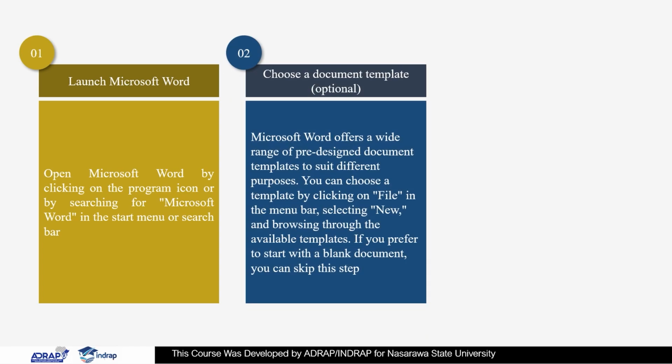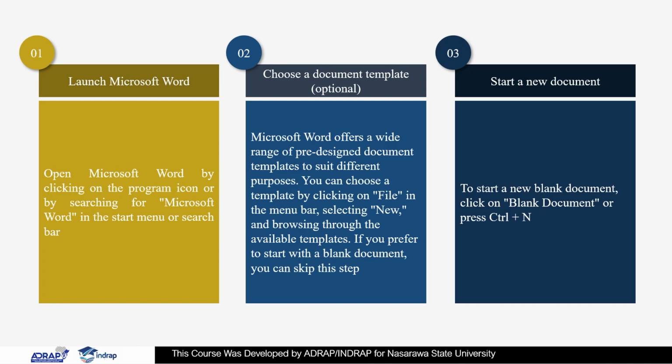You can choose a Word document template. Microsoft Word offers a wide range of pre-designed document templates to suit your different purposes. You can choose a template by clicking on File in the menu bar, select New, and browse through the available templates. If you prefer to start with a blank document, you can skip this step and start a new document. Click on Blank Document or press Ctrl-N.